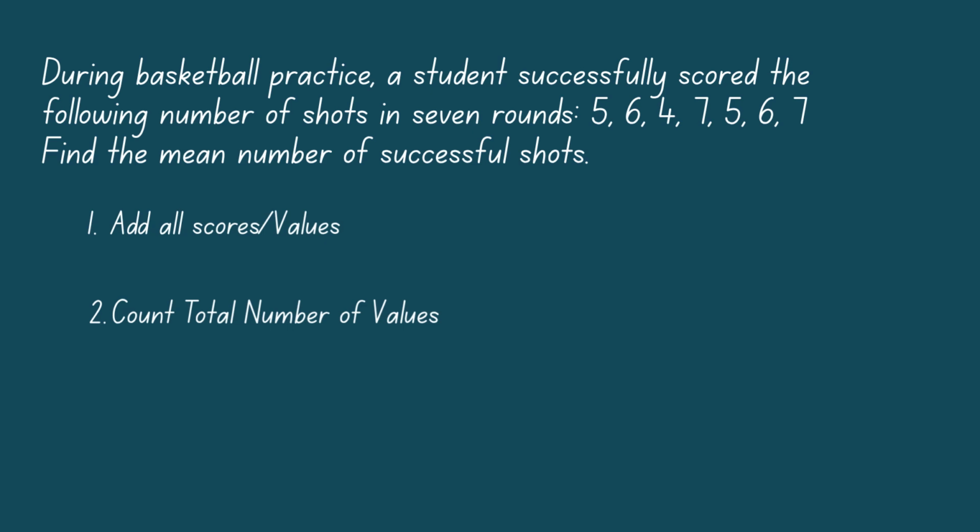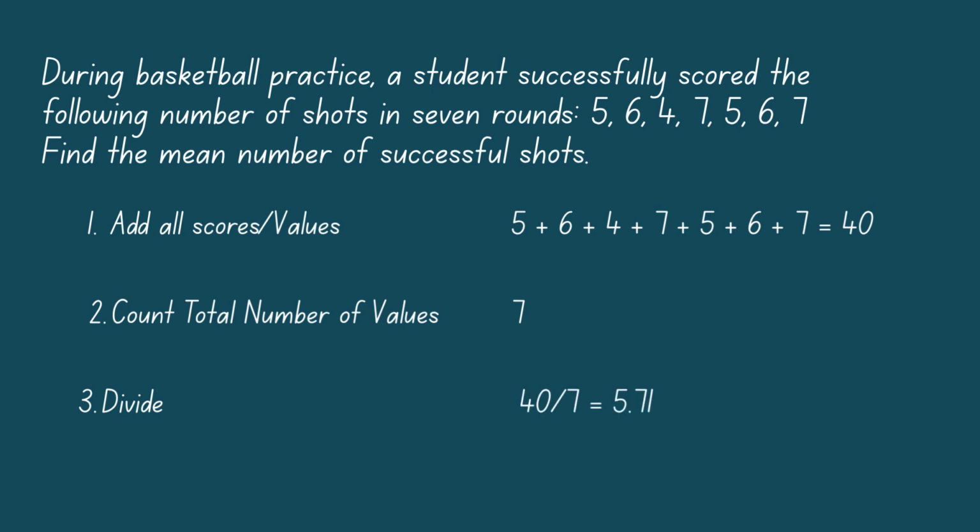So we add 5 plus 6 plus 4 plus 7 plus 5 plus 6 plus 7, which is 40. And counting the total number of values, we have 7 rounds of shots and we have 7 values. So dividing the first by second, we have 40 by 7, which is 5.71. So if you look here, the mean need not always be a whole number. It can be in decimals also.